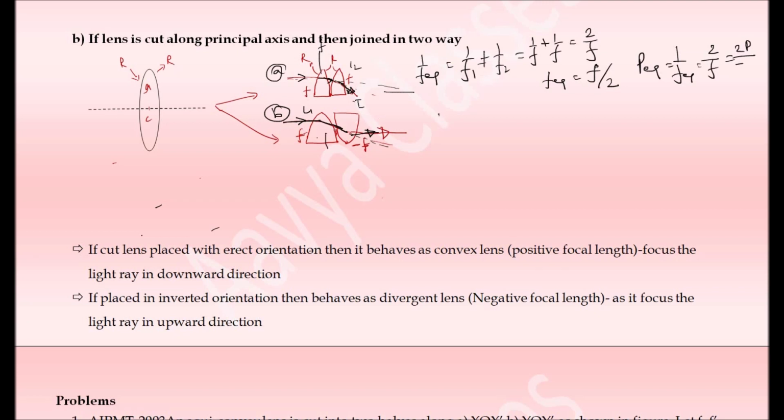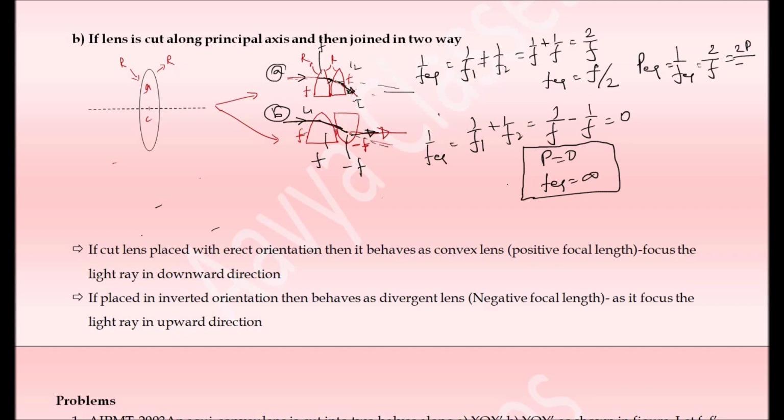As we know that the focal length of each part will be f, so the focal length of the first part will be f and the focal length of the second part will be minus f. So 1 by f equivalent is equal to 1 by f1 plus 1 by f2, and it is equal to 1 by f minus 1 by f, that is equal to 0. So power is equal to 0 and f equivalent is equal to infinity. So the combined lens will behave as a lens of zero power or infinite focal length.